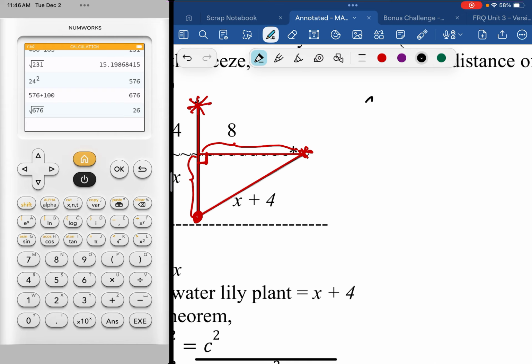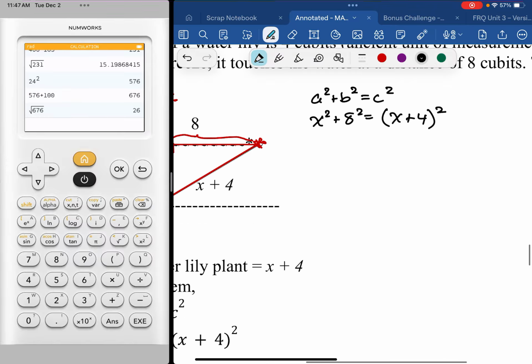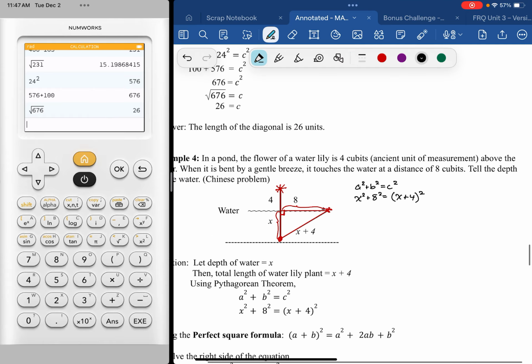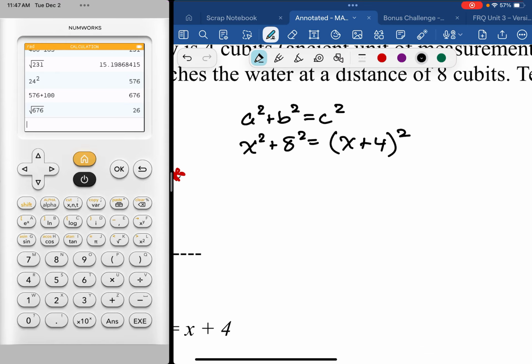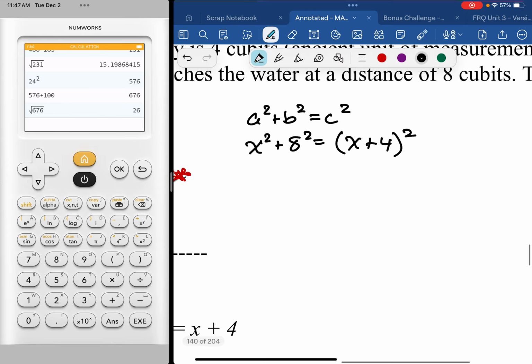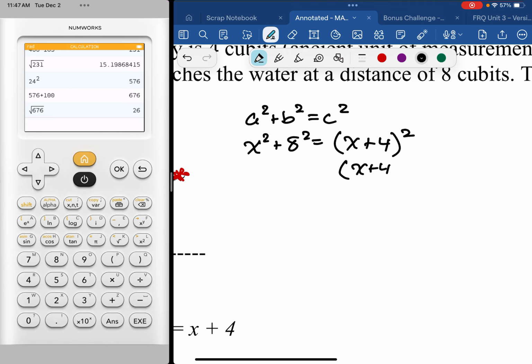So using my Pythagorean theorem, a squared plus b squared is equal to c squared, x squared plus 8 squared is equal to x plus 4 squared. They're asking us to figure out the depth of the water, and that would be whatever the value of x is. On the right-hand side, I get x plus 4, and I multiply that by itself, using a little distributive property.